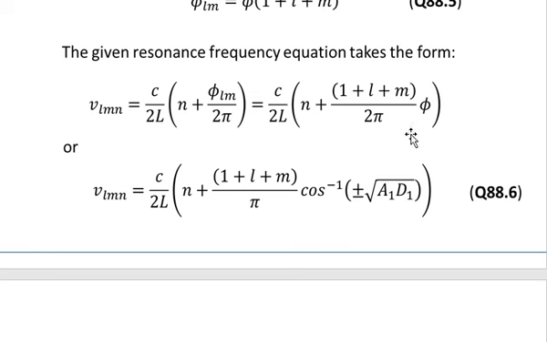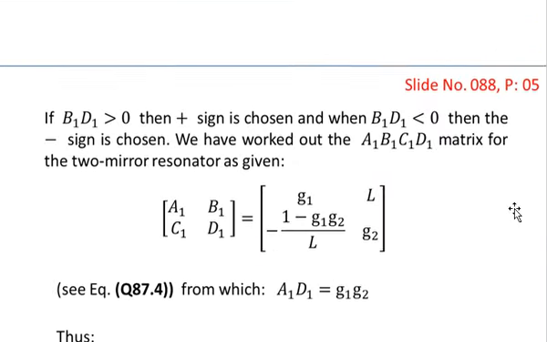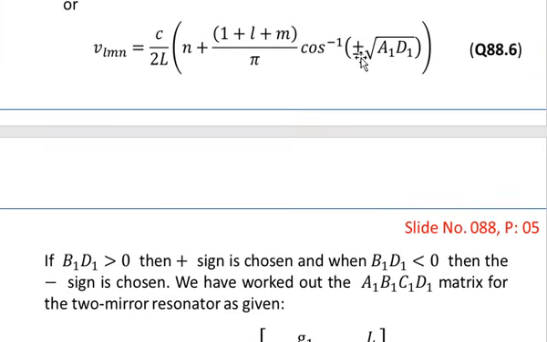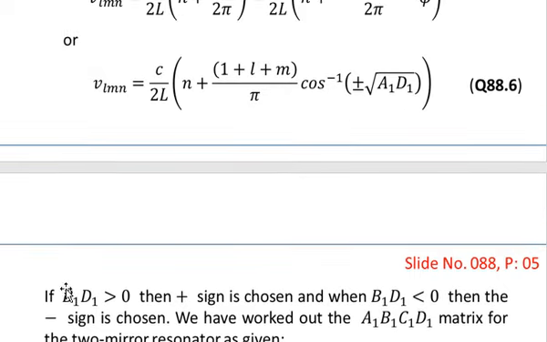So this expression is in terms of phi, and this expression is in terms of the matrix elements A1, B1, C1, and D1, out of which only A1 and D1 appear, in equation number 6. If B1 D1 is greater than 0, you see that here we have two signs, plus and minus. So if B1 D1 is greater than 0, then the plus sign is chosen, and when B1 D1 is less than 0, then the negative sign is chosen.